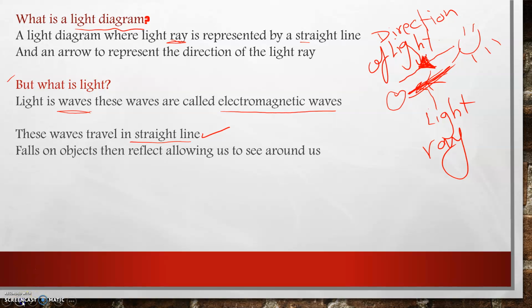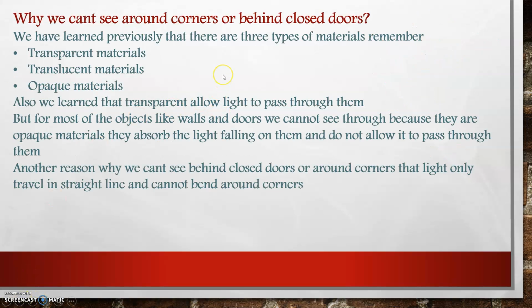Now, next thing. Okay, so we have light, and we know now that light travels in a straight line. So if someone knocks at your door, can you tell who's there without opening the door? Of course not. We cannot tell who's there without opening the door. We cannot see behind closed doors. Also, we cannot see around the corners.